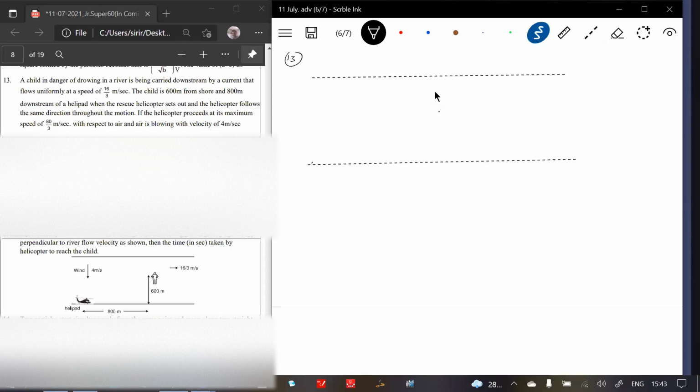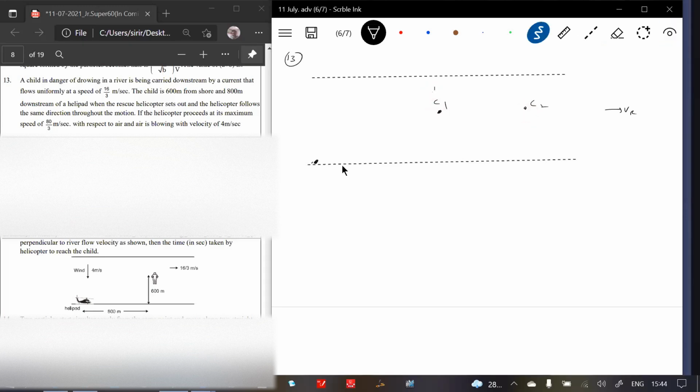The child is initially here, and air is blowing with a velocity of 4 meter per second. Now the river current will push the child from C1 to somewhere, he will reach C2. The helicopter is somewhere here. The wind will blow like this. The river current is flowing in this direction. The river current will carry the child from point C1 to C2.